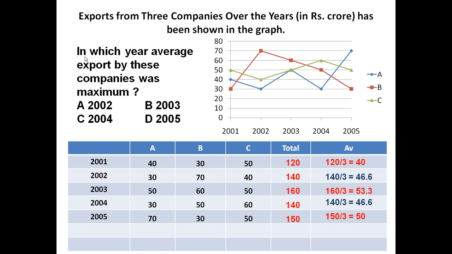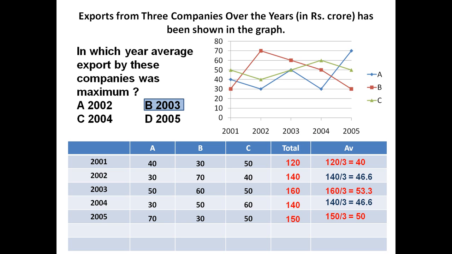So now you have to find out in which year the average export by these companies was maximum. If you see these figures, maximum is 53.3 in 2003. So answer is 2003. Average export by these companies was maximum in 2003.